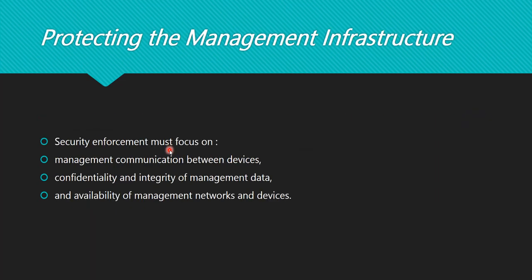Next is protecting the management infrastructure. So how we can protect is, first, securing the management communication between the devices using IP network security, and also the use of IP routers and Ethernet switches can restrict the traffic to certain devices. Then ensuring the confidentiality and integrity of the management data and availability of the networks and devices being used in the system. So these are the various measures to protect the management infrastructure.